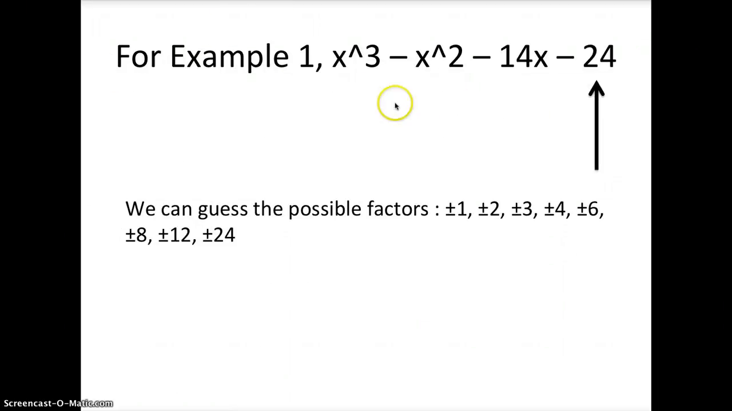For example 1, we can guess the possible factors from the last constant, which are positive and negative 1 and positive and negative 2. We find them by 1 multiplied by 24, we get 24, and 2 multiplied by 12, we get 24, 3 multiplied by 8, we get 24, and 4 multiplied by 6, we get 24.